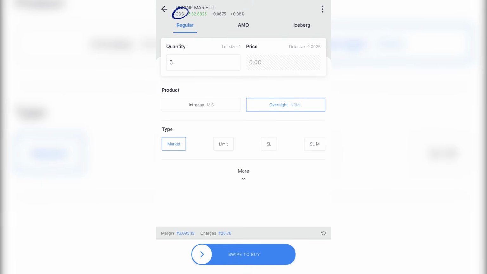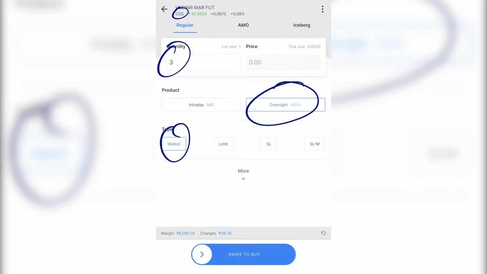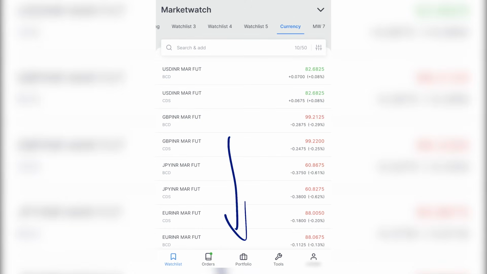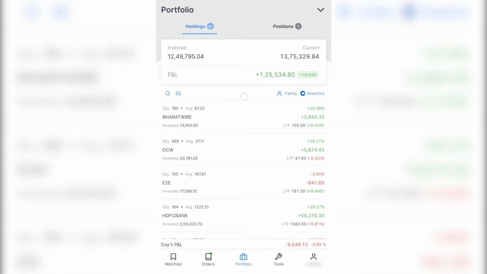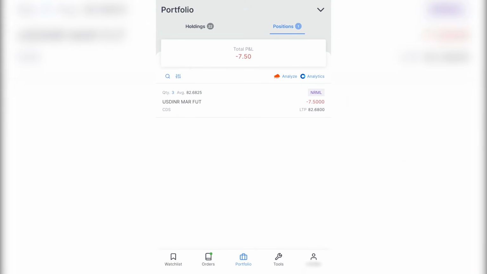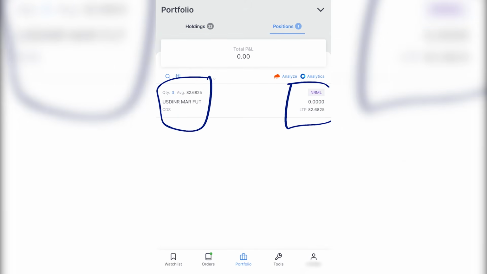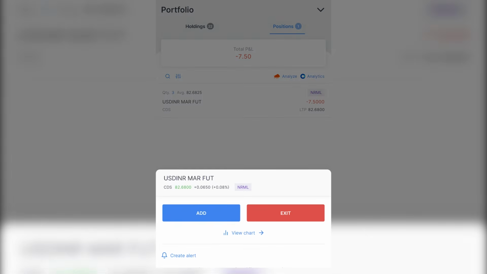So this time we have CDS over here, quantity is the same, market, overnight, margin is checked, I can swipe to buy. So now I am taking a trade which should go through. If I go down to my portfolio, within which I can look at positions, this trade is now showing up. I have essentially taken a bet that USD will go up in value by the end of March, and my live PNL will keep showing over here. Whenever I wish to exit the trade, I can click this and click the exit tab to exit.